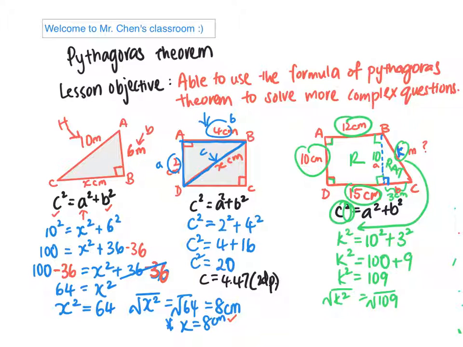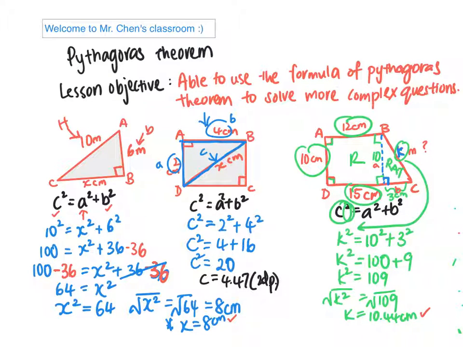So the square root of 109 will be, use your calculator, 10.44. So K is equal to 10.44. What is the unit? Centimeters. So we're done with that one.